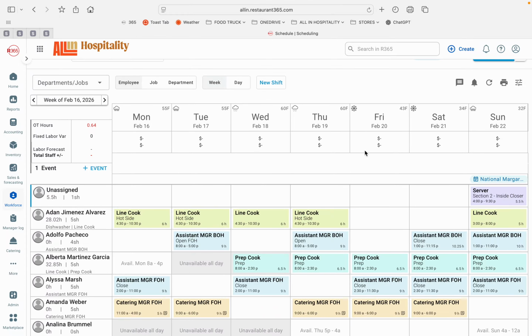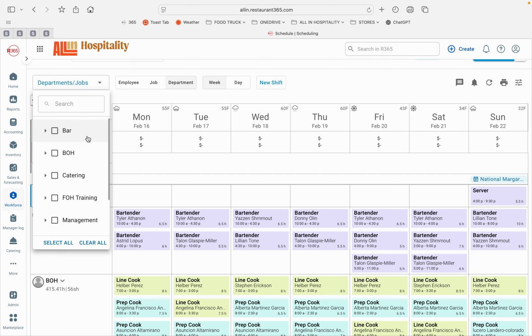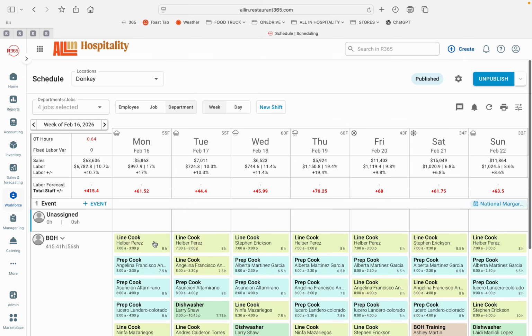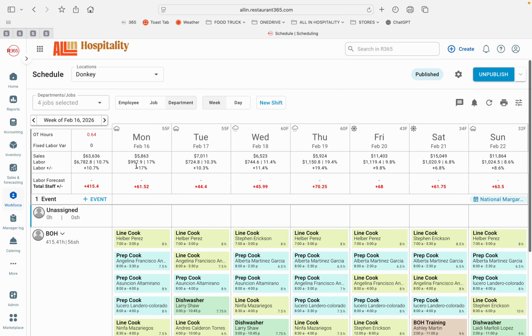I'm clicking on a specific department to get a solid breakdown. Let's click on the back of house. After I do that, my forecasting comes into play here. I'm able to see what my forecasted sales are for the day. I'm able to see, based off of the current selected jobs, what my labor cost is and what my percentage is of that labor cost.